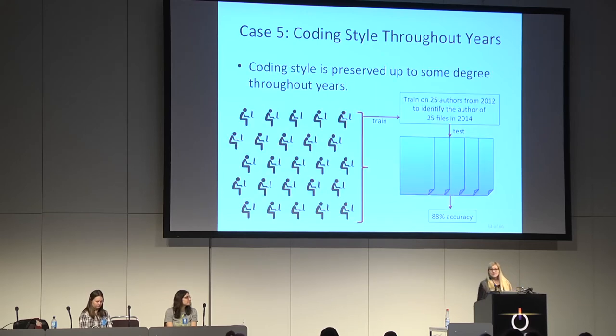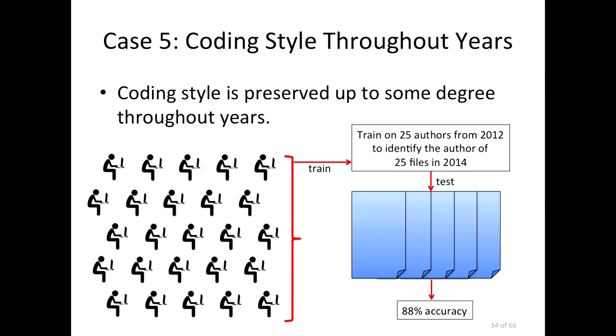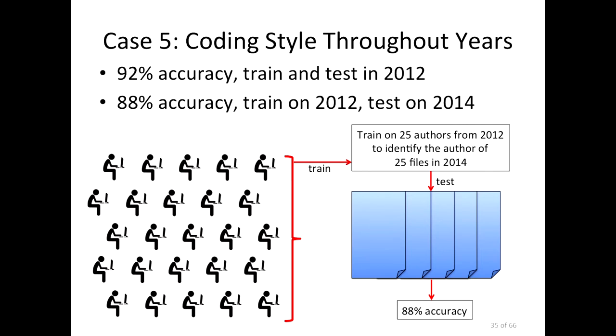As a result, we were able to identify 25 authors that were in both 2012 and 2014 with 88% accuracy. The 88% might seem low to you after hearing the previous results of 99 or 93. But in this case, when we took these 25 authors just within 2012, we were able to identify them with 92% accuracy. So it's just a 4% drop in accuracy, which shows that coding style is up to some degree persistent throughout years.